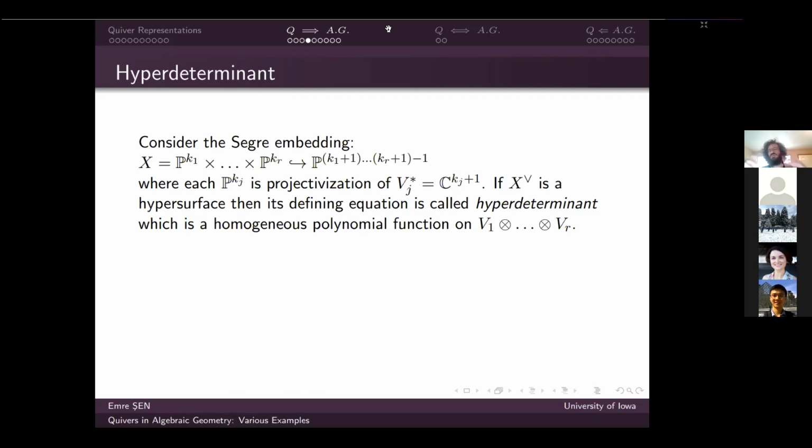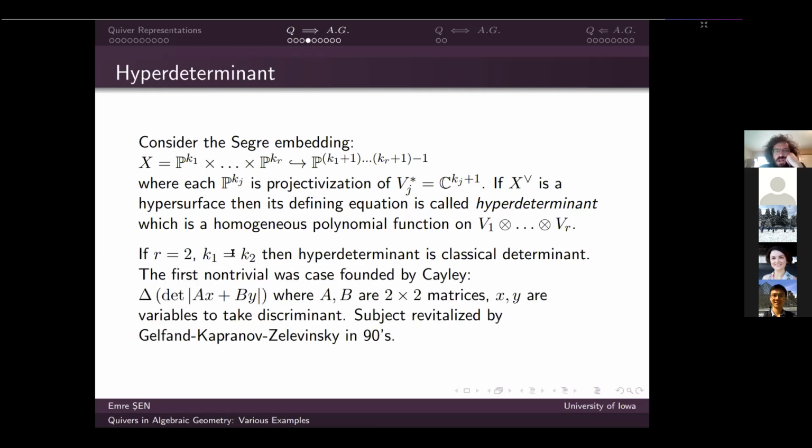Okay, so basically those live on the tensor product. Somehow you can imagine the matrices as V1 tensor V2, but if we add one more tensor factor, we are dealing with multidimensional arrays. And if r is 2, if we have just two components, P^k1 and P^k2, what you get is just the determinant itself, if they are the same. And I guess you can find this in many books. This is easy.